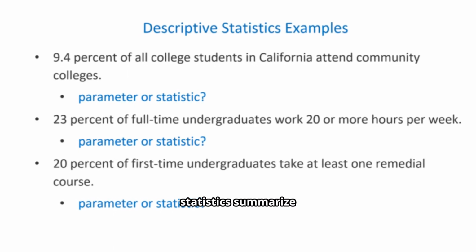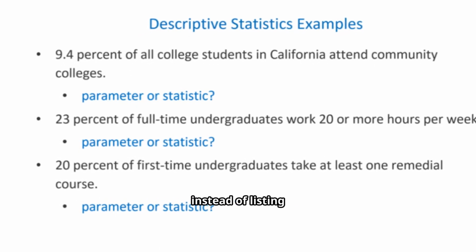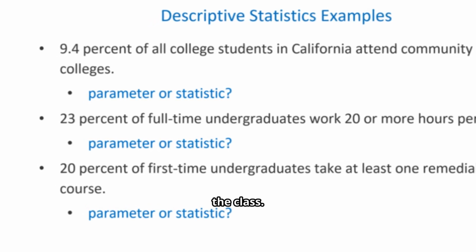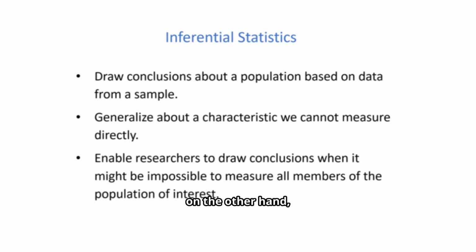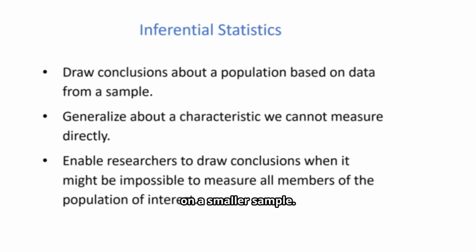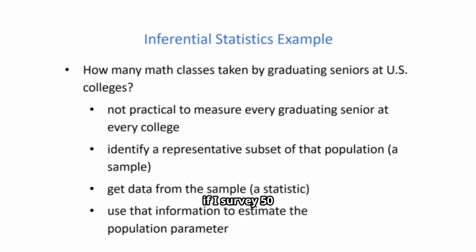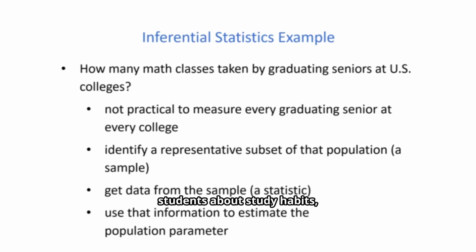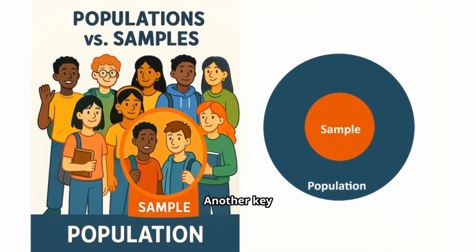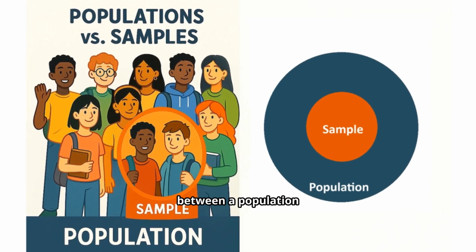Descriptive statistics summarize and organize data. For example, instead of listing everyone's exam scores, I might report the average score for the class. Inferential statistics, on the other hand, let us make conclusions or predictions about a larger group based on a smaller sample. For instance, if I survey 50 students about study habits, I might draw conclusions about all students at the university. Another key distinction is between a population and a sample.